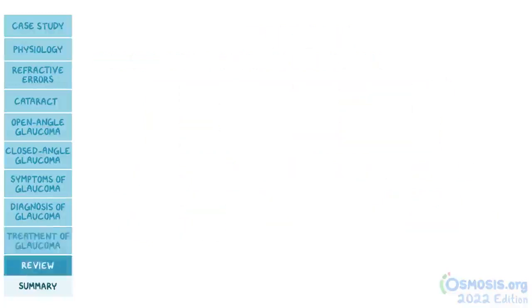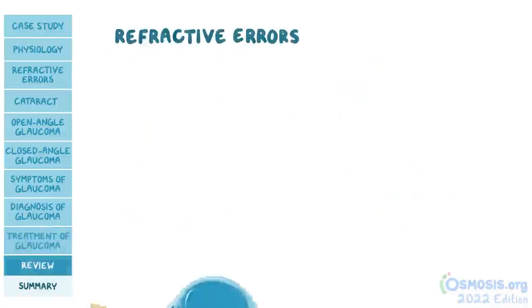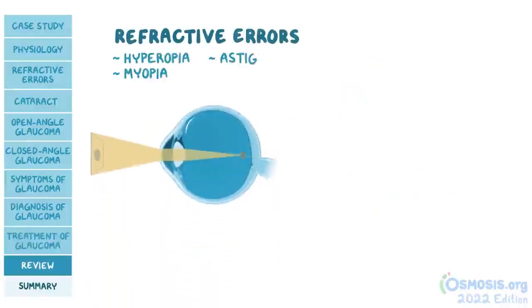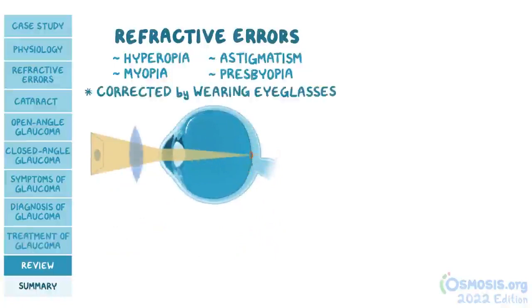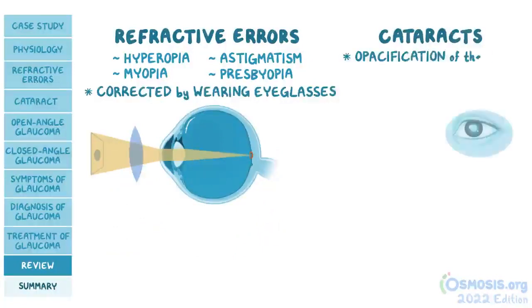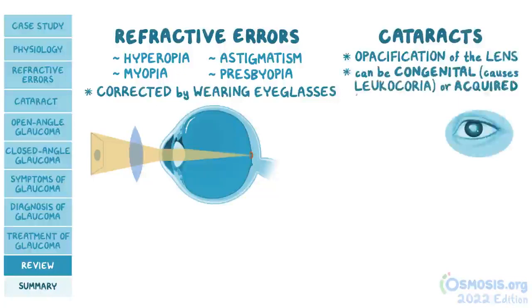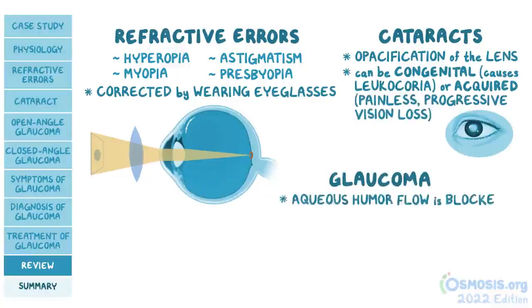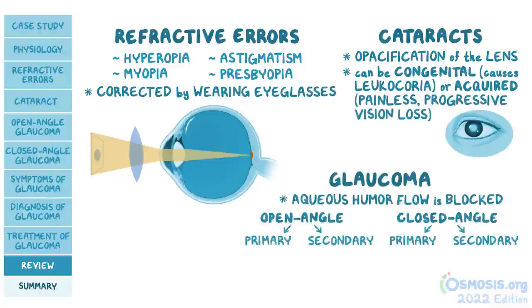Alright, as a quick recap, disorders that cause refractive errors include hypermetropia, myopia, astigmatism, and presbyopia, and they can be corrected by wearing the corresponding eyeglasses. Cataracts refers to opacification of the lens and can be congenital, which causes leukocoria, or acquired, which presents with painless, progressive vision loss. Glaucoma is a condition where the aqueous humor flow is blocked and can be open or closed angle, each of which can be primary or secondary. Closed angle glaucoma can be divided into chronic and acute, which is an ophthalmologic emergency.